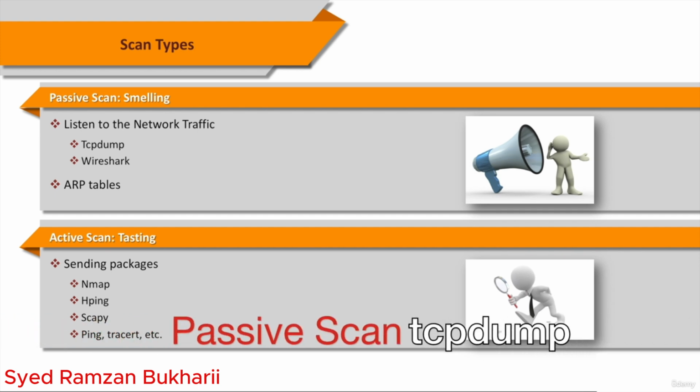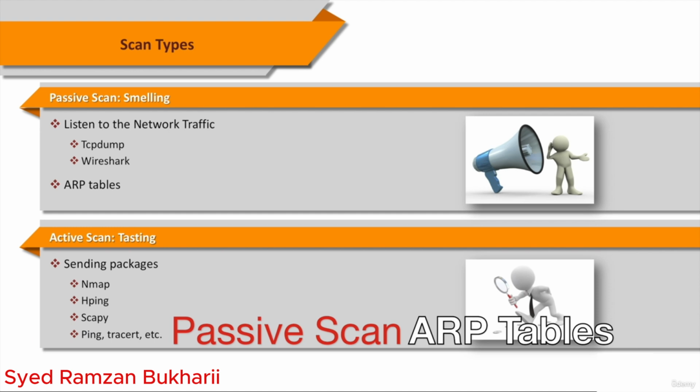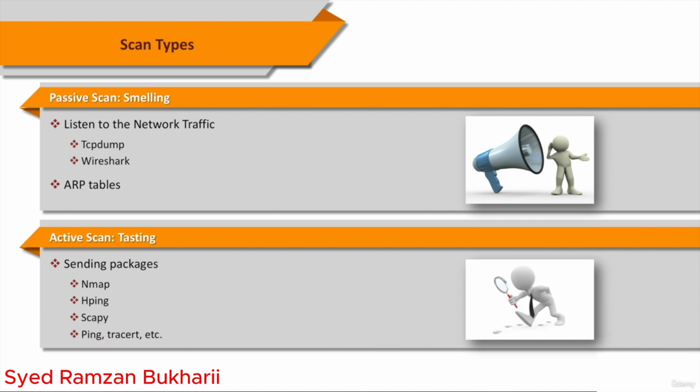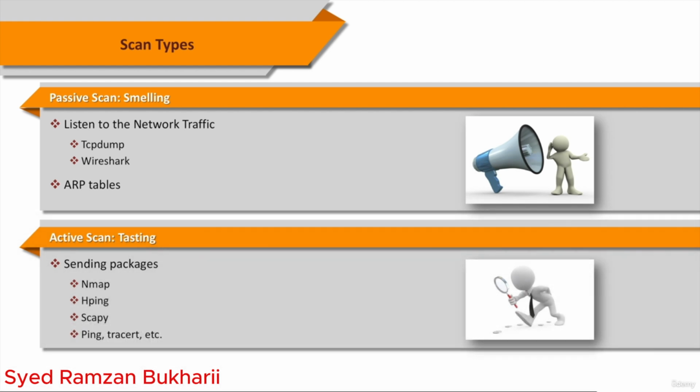You can use tools such as tcpdump or Wireshark to monitor network traffic. Looking at the ARP table in a computer which is connected to the network is another example of passive scanning. So the second type is active scan. In this type of scanning, you scan the target systems.